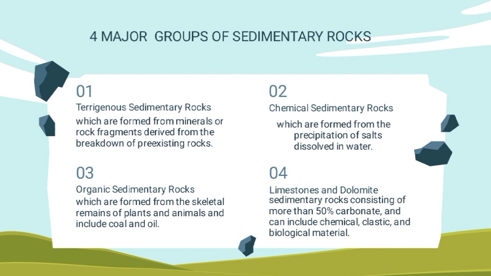Simply means it is the result of living material, like what I've mentioned a while ago, it came from plants and animals. And the last is the limestones and dolomite sedimentary rocks, consisting of more than 50% carbonate and can include chemical, clastic, and biological material.